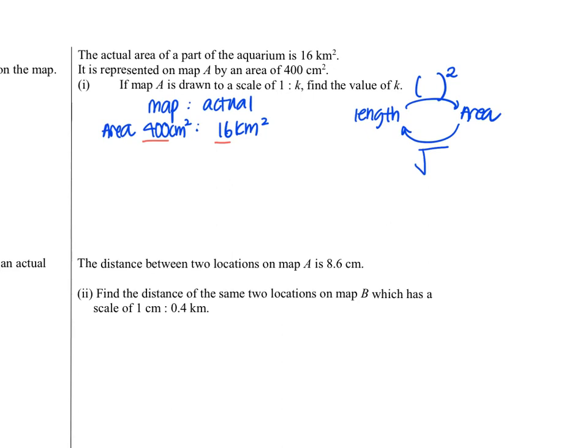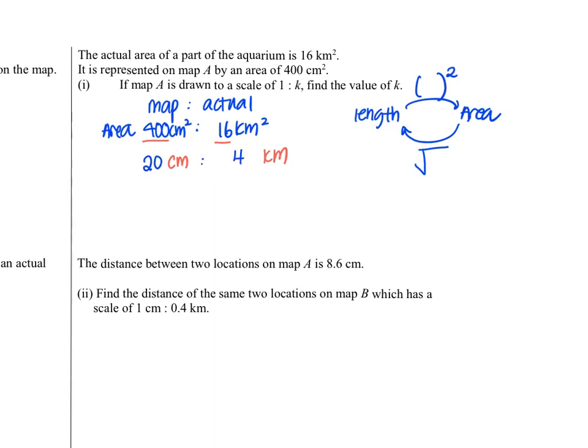Now after we take square root, what are the units? The units are now from cm square, it has changed to cm. And from kilometer square, it has changed to kilometers. Now square root of 400 will give me 20. Square root of 16 will give me 4.